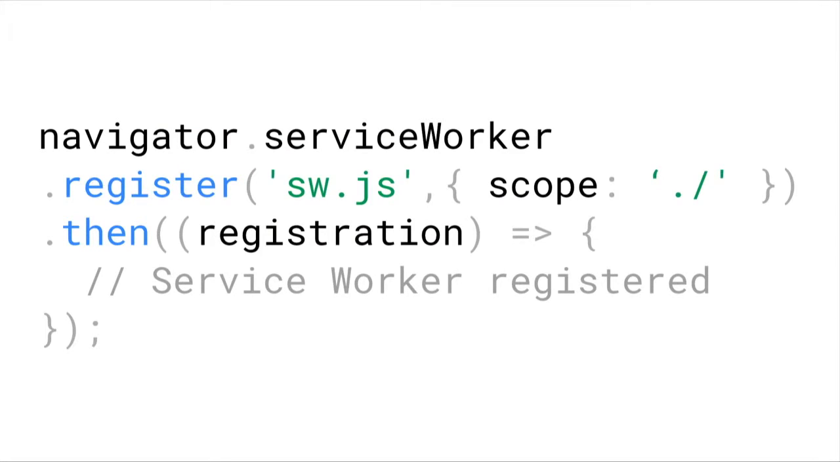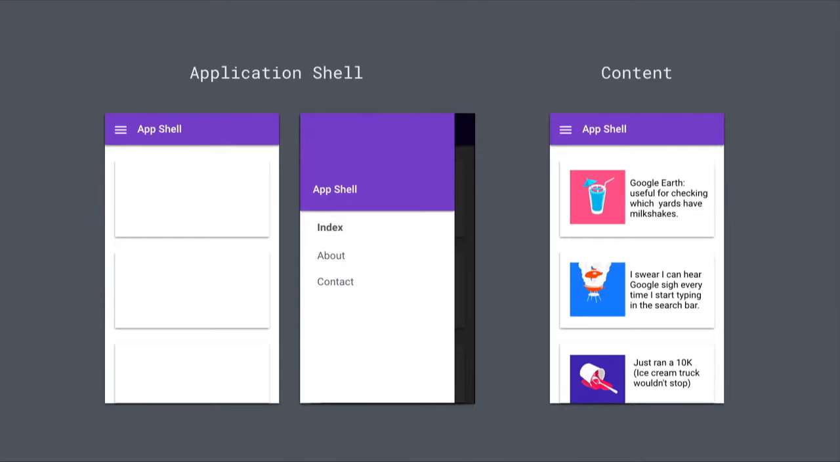It's basically a script that runs in the background, separate from your page, responds to events like network requests, and basically gives you the ability to define really well-crafted offline experiences. Now, Service Worker gives us the opportunity, really, to start rethinking our application architectures. One such architecture is the application shell architecture.